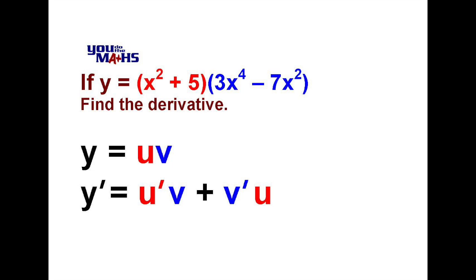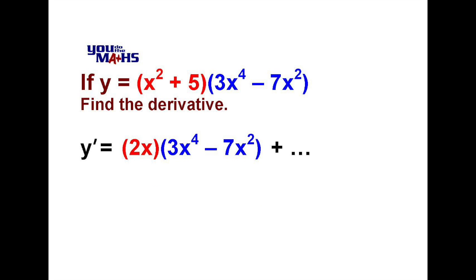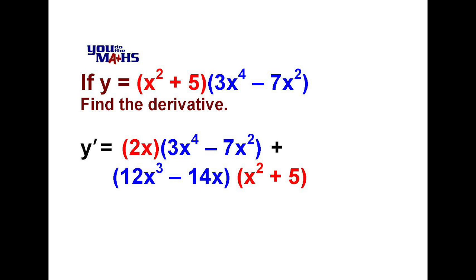x squared plus 5 multiplied by 3x to the 4 minus 7x squared. So the derivative of the first bit shown in red is 2x, and we multiply that by the second bracket. Now what we're going to do is add the derivative of the second bracket, which is 12x cubed minus 14x, and that's multiplied by x squared plus 5. And that's our final answer.